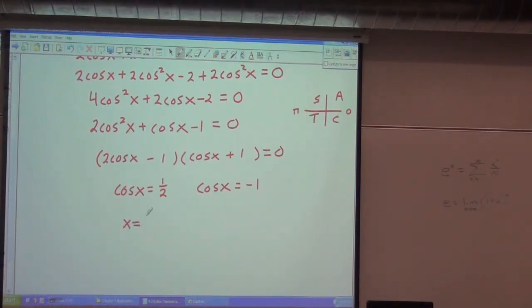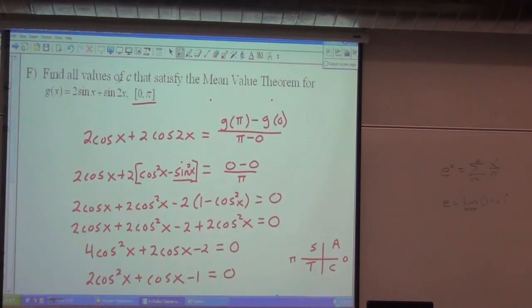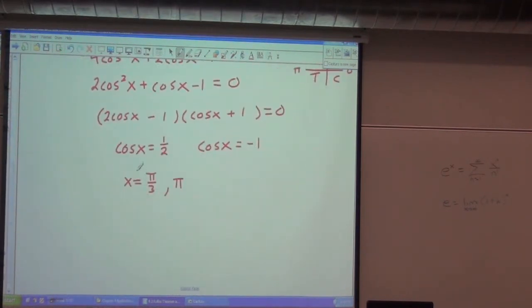1/2 is 60 degrees, or pi over 3. You know, if you're taking a test, once you write that triangle once, you've always got it. How about where's cosine equal negative 1? Well, that's actually one of the endpoints, huh? Pi is one of the endpoints, so we don't count that one, so we just take the pi over 3.